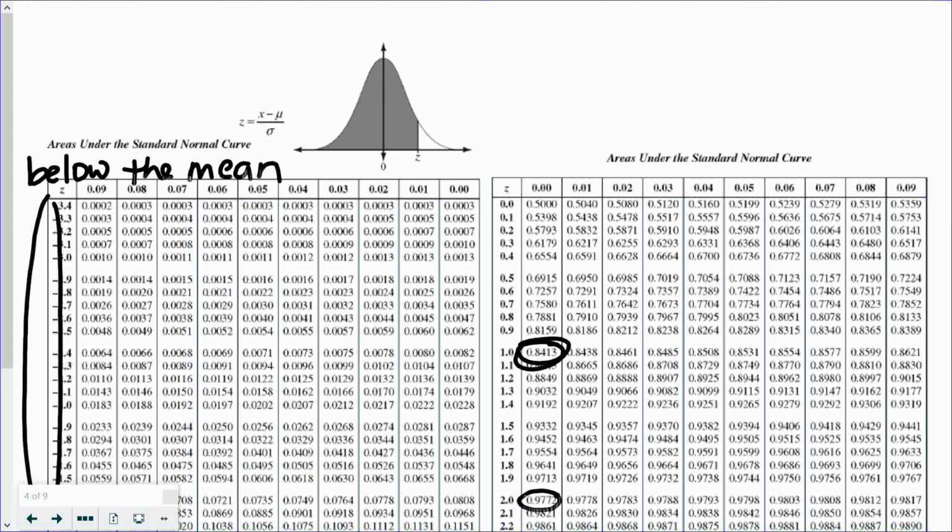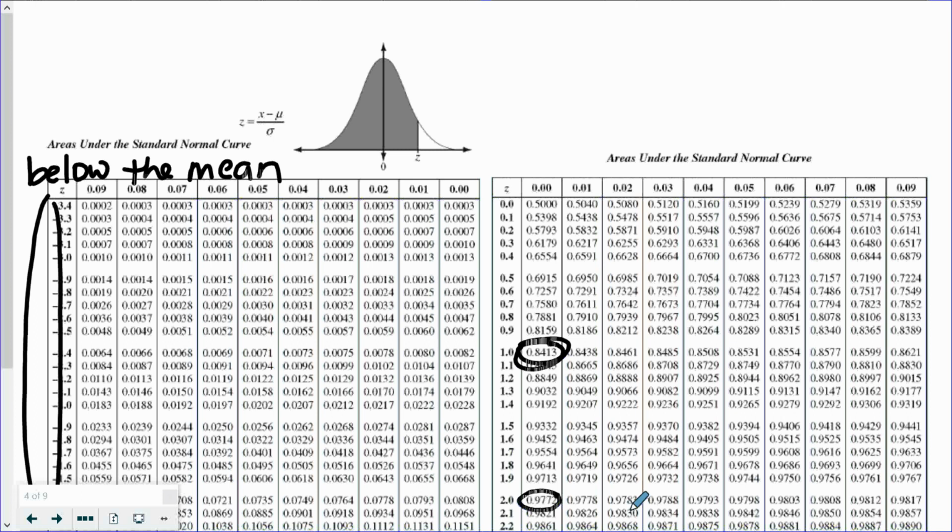We could do the same thing with 2. So if we figured out that we would be adding on 34 plus 13.5, we're going to get 97.5 in that case, but again, it's a little bit more complex. So this is how we use our z-scores.